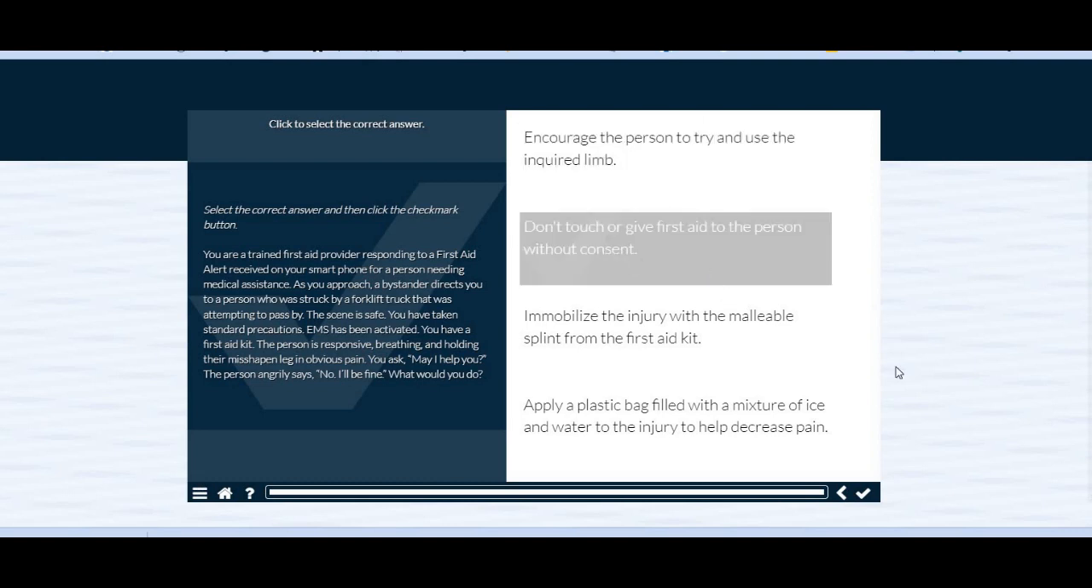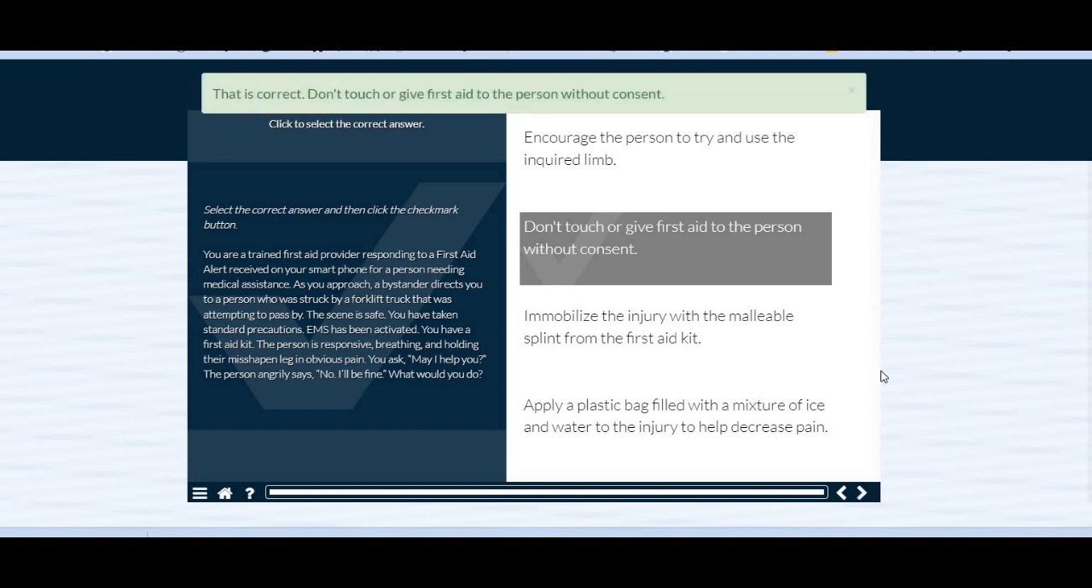Don't touch them. Don't do it without consent. That one seemed a little obvious to me.